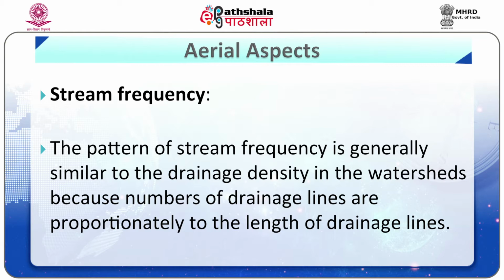The pattern of stream frequency is generally similar to the drainage density in the watershed because the number of drainage lines is proportional to the length of drainage lines, as shown in figure number 7.